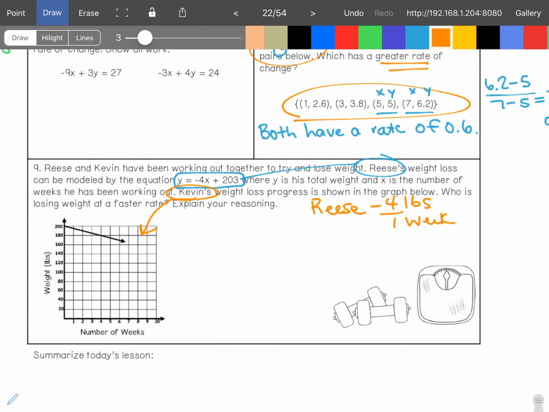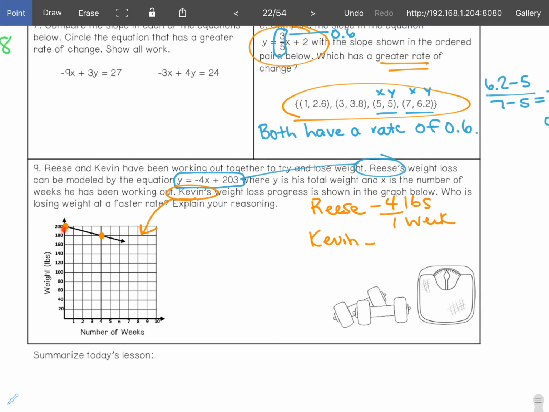All right, and then Kevin, in order to figure out what his situation is, if we look at our graph, we've got a point here and a point here. And you've got to pay attention when you do your rise. It does look like 1, but what's the difference between 200 and 180 there? It's actually 20. And then we're counting by 1s going across. So it's a rise of 20 and then 1, 2, 3, 4.